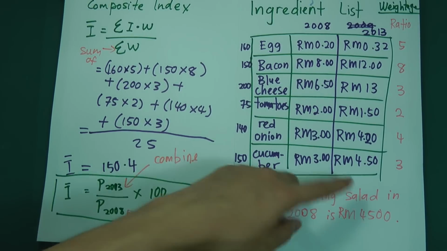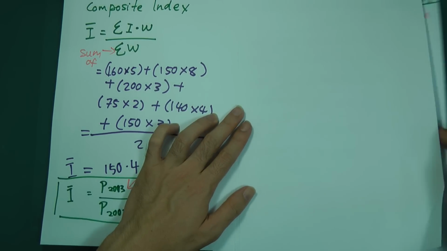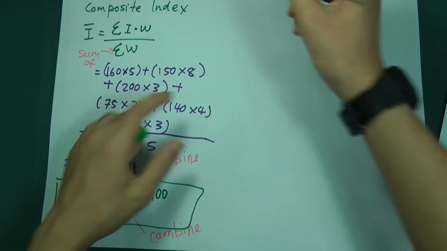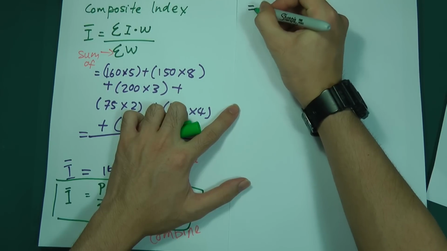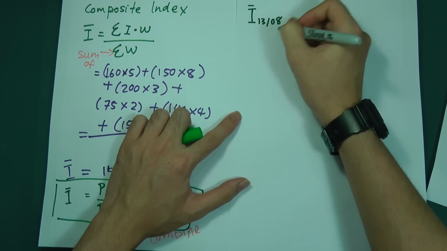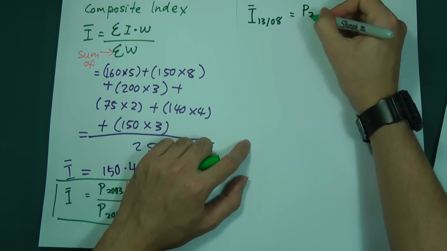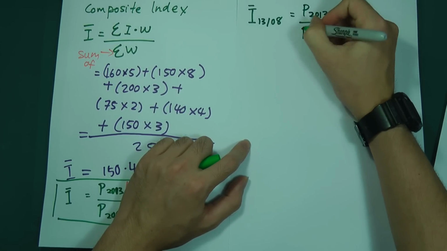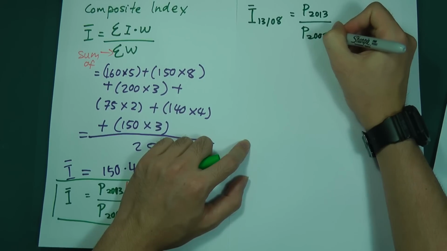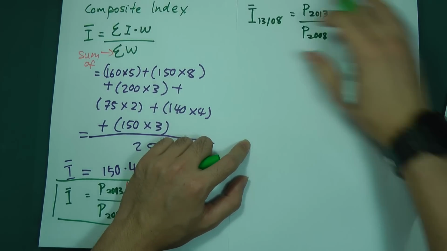So this is the price in 2008. So we're going to put the 4,500 over here. So therefore, I write one more time. This is the composite index based on 2013 and 2008. The index for 2013 based on year 2008 will equal to price of 2013 divided by price for 2008, multiplied by 100, because this is the formula for index number.